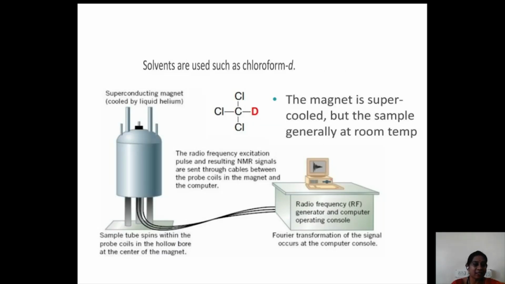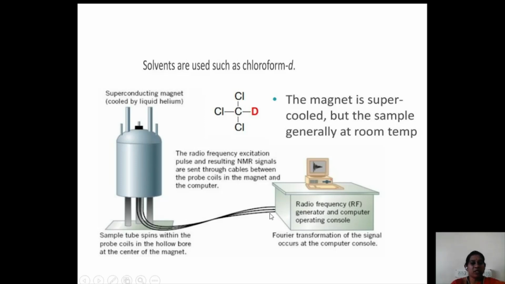And this is the diagram which represents the NMR spectrometer. You could see here the superconducting magnet, which is cooled by liquid helium and supplies the magnetic field. You have a sample tube which spins with the probe coils in the hollow bore at the center of the magnet. You have the sample tube here.